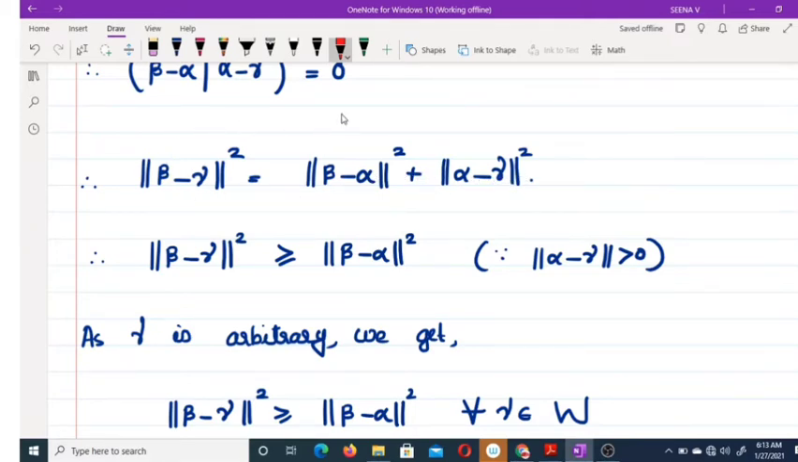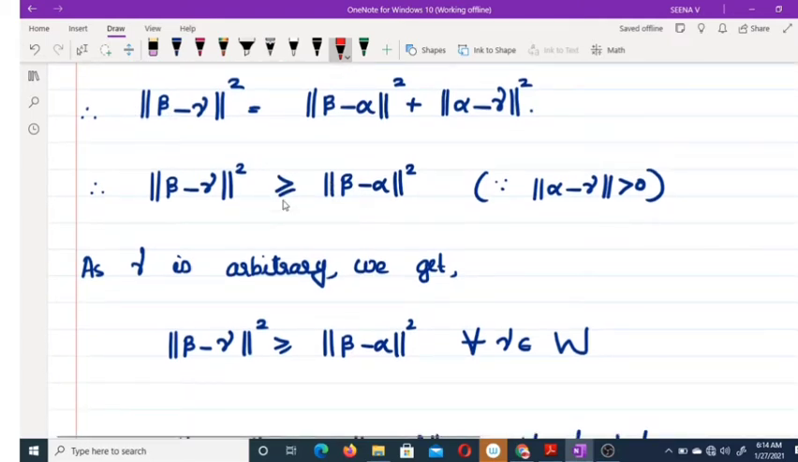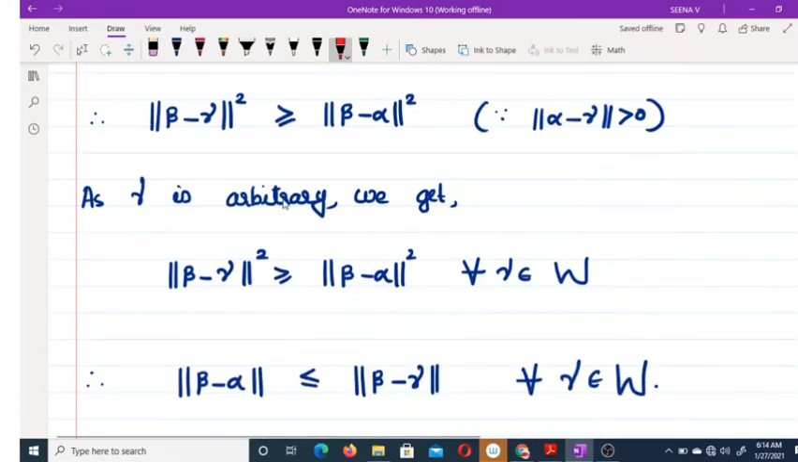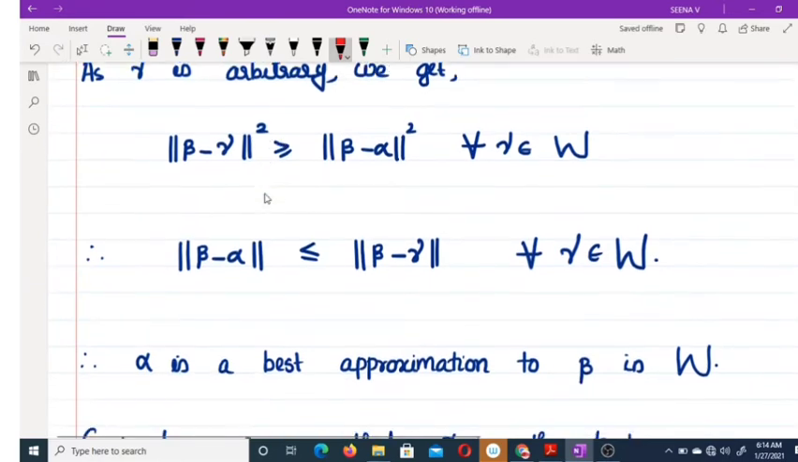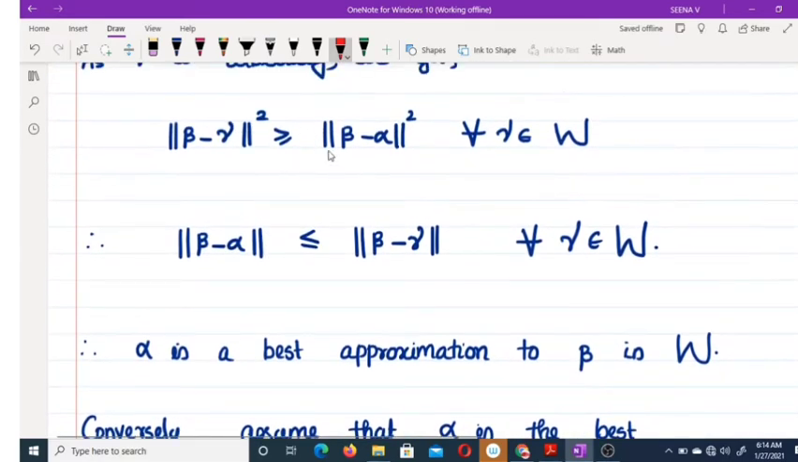So from this result, each term is positive. So this term is greater than or equal to the norm of this term. This is a norm, therefore this is greater than or equal to 0. This plus this is equal to this one. That means this term is greater than or equal to norm of beta minus alpha whole square. As gamma is arbitrary, we get norm of beta minus gamma whole square is greater than or equal to norm of beta minus alpha whole square for every gamma belongs to W, and we get norm of beta minus alpha is less than or equal to norm of beta minus gamma because we are taking the positive root.